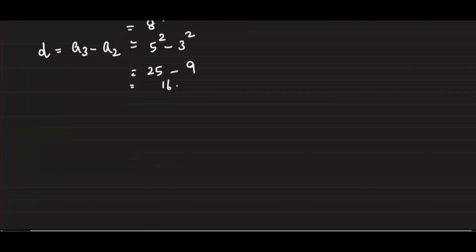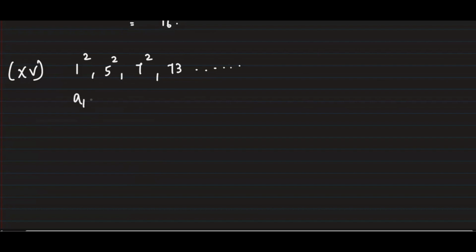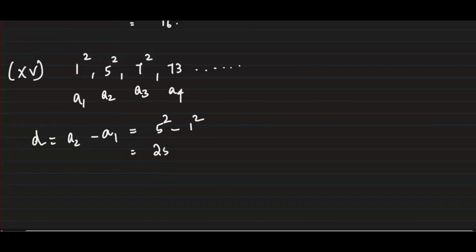Last question, question 15. So question 15 is again 1 square, 5 square, 7 square, then 73, and so on. Now let's say this is A1, A2, A3, A4. Now let's find D value, which is equal to A2 minus A1. So basically 5 square minus 1 square. 5 square is nothing but 25. 25 minus 1 is equal to 24. So the first value which we've got is actually 24.